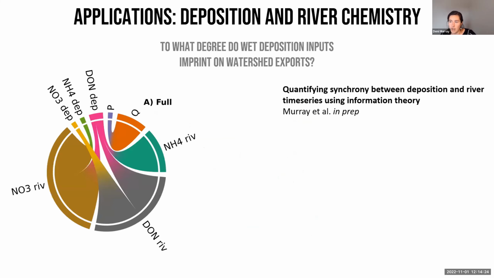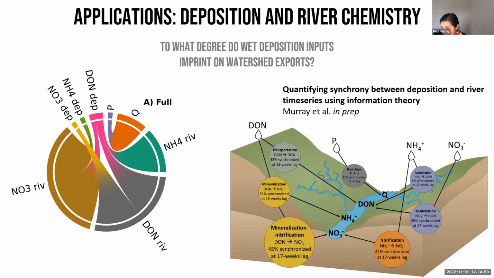So just to demonstrate how our data pipeline could be used, we're quantifying the synchrony between deposition and river time series using information theory, which is a probability-based metric for assessing the reduction in uncertainty that deposition time series can provide to river time series. The chord diagram here just shows the degree to which deposition influences river chemistry, which is up to 45%. And this is a causal-based method, so then we can take our statistical model and turn it into a conceptual model of a watershed.